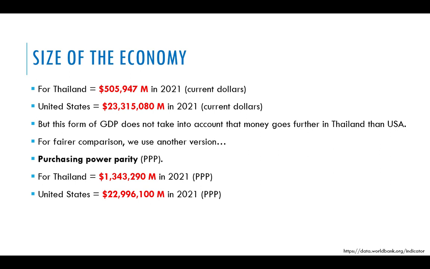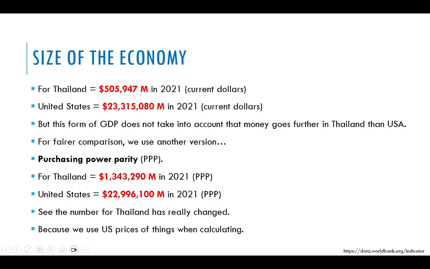So let's just make sure you're clear. Why did Thailand's GDP go up when we use the purchasing power parity version? Well, that's because now we're using US prices of things. When we looked at the first set of numbers at the top, that plate of pad thai noodles was $2 in Thailand and $13 in the US. But what if we say, let's use US prices? Instead of multiplying it by $2, let's multiply it by $13. So you kind of get the idea.